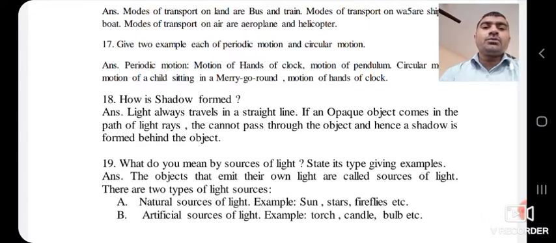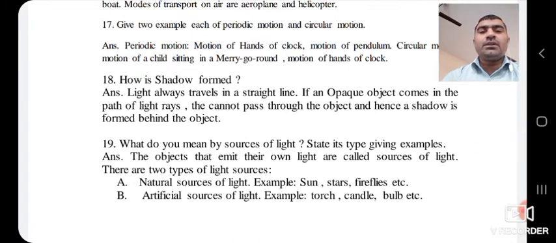What do you mean by source of light? State its types giving examples. The objects which give their own light are called sources of light, and there are two types of sources of light: natural sources of light, examples are sun, stars and fireflies, and artificial sources of light, examples are torch, candle, bulb, etc.